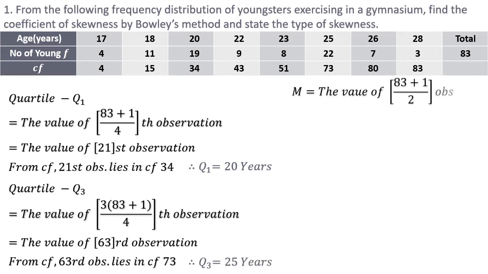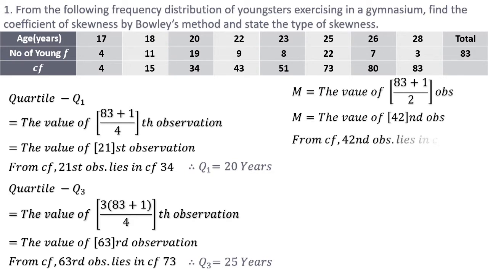Next, the median will be the value of the (83 plus 1) upon 2 observation, that would be the 42nd observation. Now the 42nd observation falls under CF 43, and the data in front is 22 years, so the median will be 22 years.